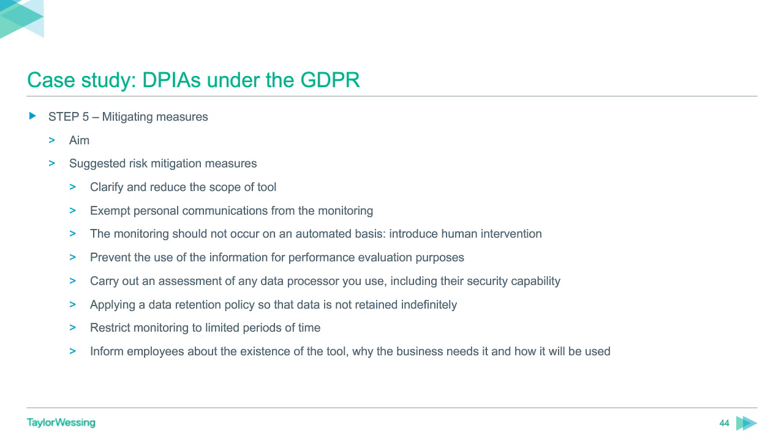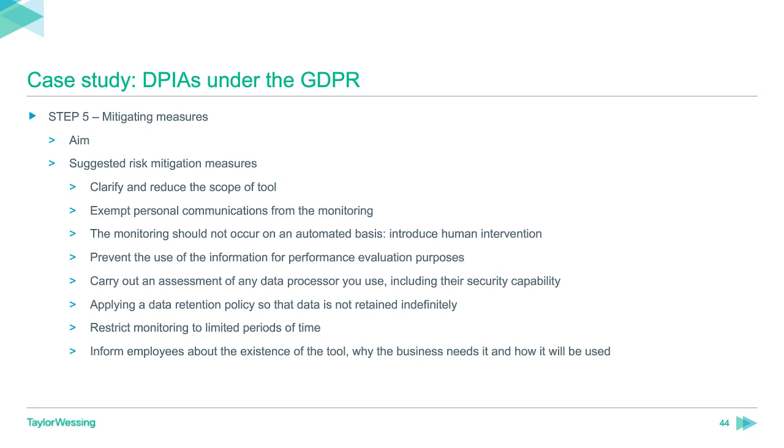In terms of measures, what we will recommend in this scenario is to clarify and review the scope of the tool and discuss with the person who wants to implement it whether we can limit the scope at all. One of the questions to think about is, can we exempt personal communications from the monitoring? We understand that business communications may be caught, but one recommendation would be to exempt those personal communications from the monitoring.